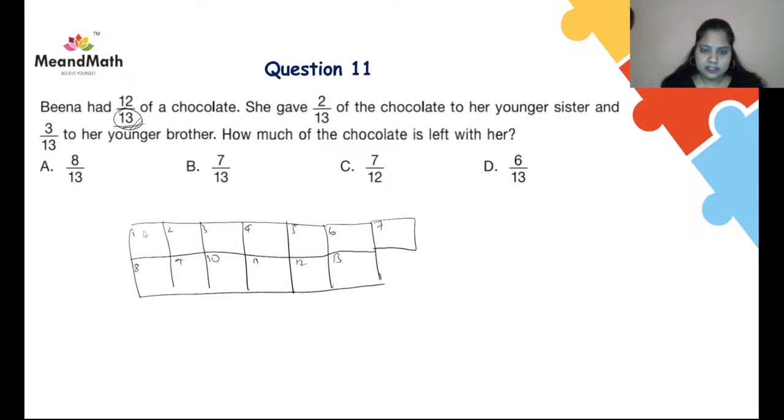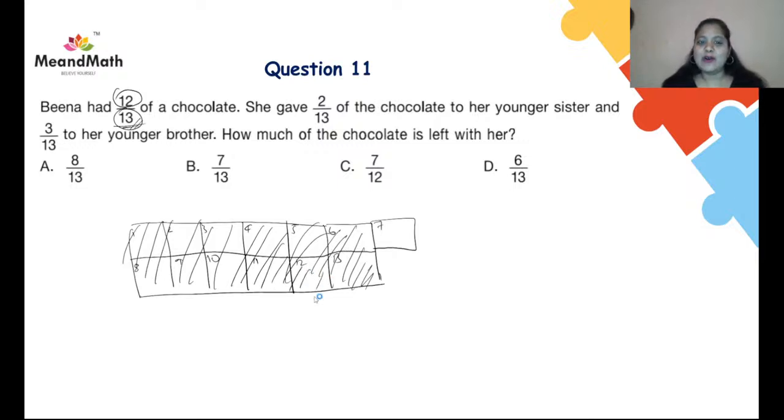Now, let us shade 12 parts because Beena had 12 by 13. So all these chocolate parts belong to Beena. Okay? Beena has all these chocolate pieces. Now she is giving 2 by 13 to her younger sister. So she had all these chocolate pieces. She's giving so much, 2 by 13 to her younger sister.